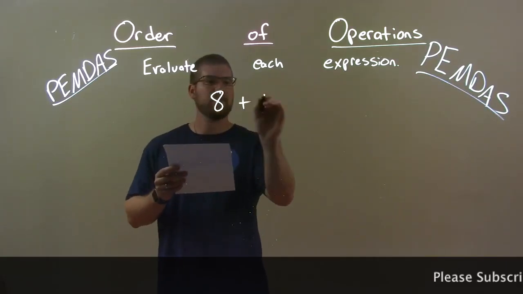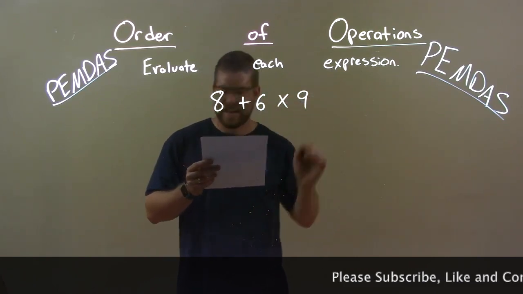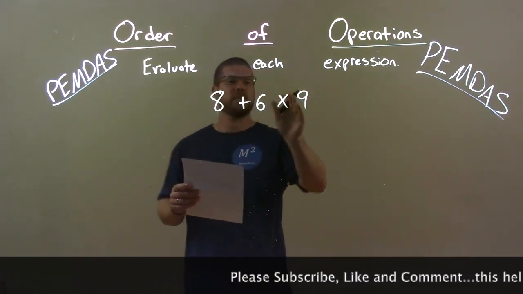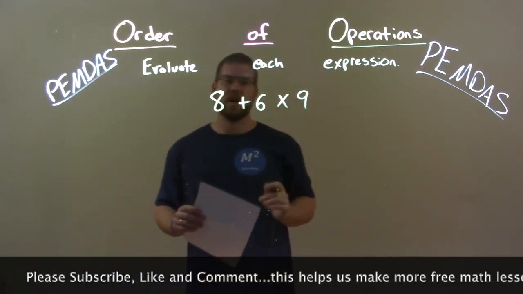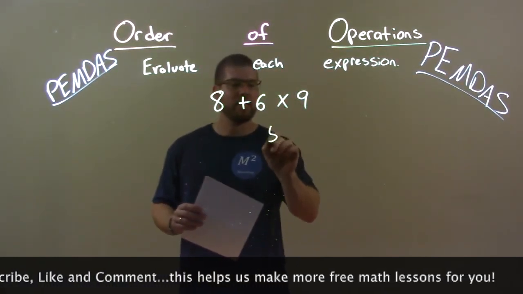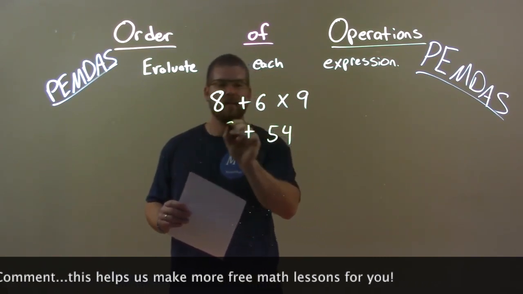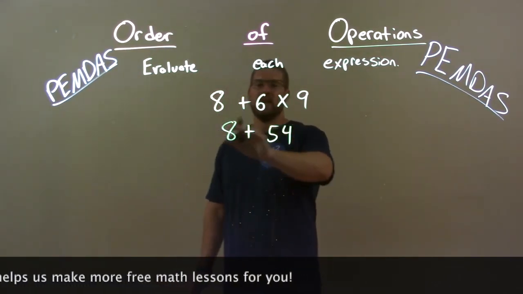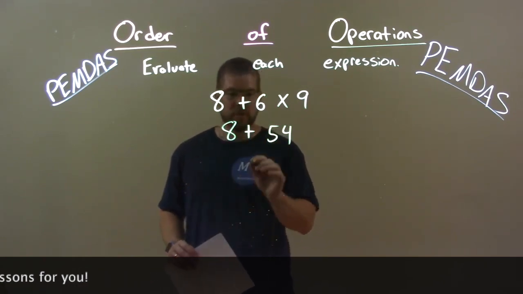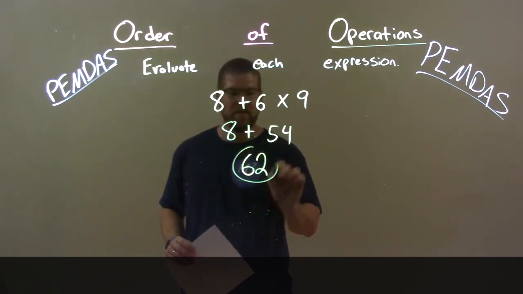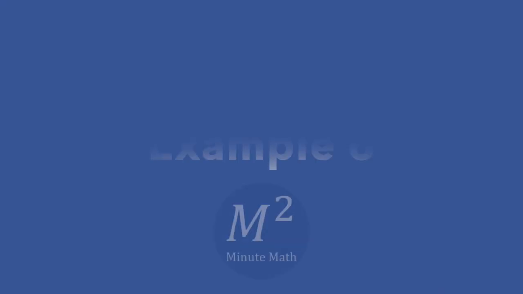8 plus 6 times 9. Multiplication is first here. So we deal with 6 times 9, 6 times 9 being 54. And let's bring down that 8. Now we have 8 plus 54. Well, 8 plus 54 is just 62. So 62 here, and that is our final answer.